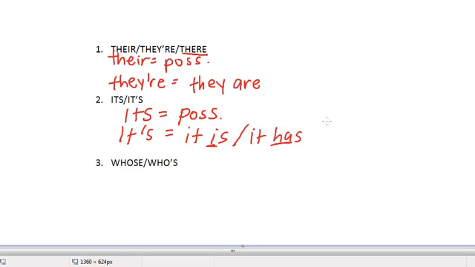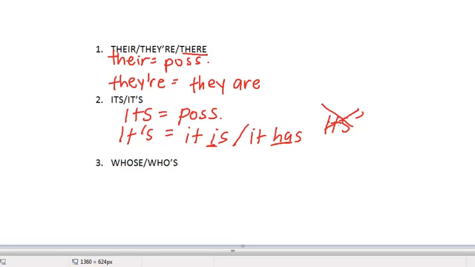Sometimes what you might see on the test is something like this: its'. This is a non-existent English word and is always wrong. So whenever you see that, that's great because that means you can just eliminate that option right away.